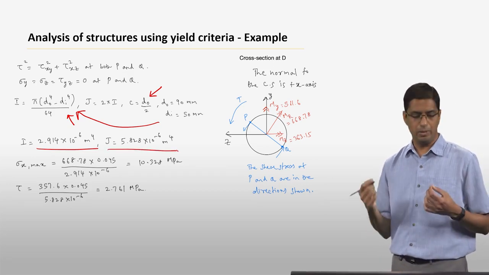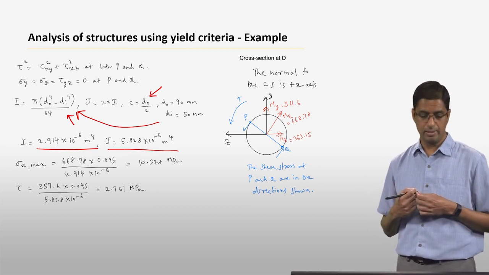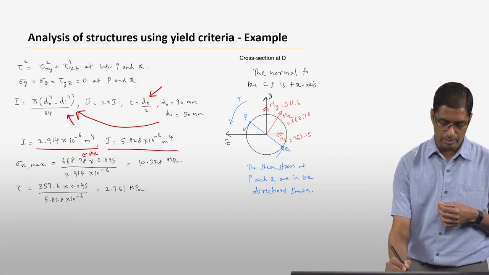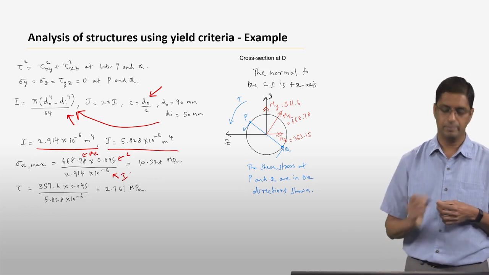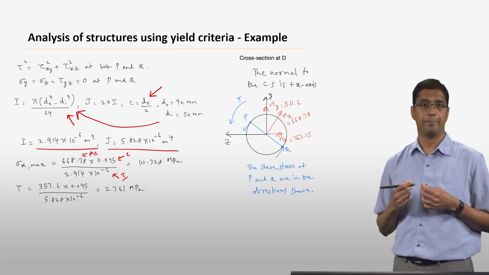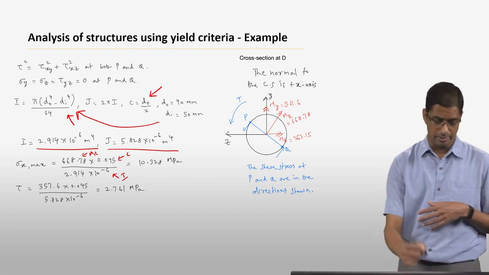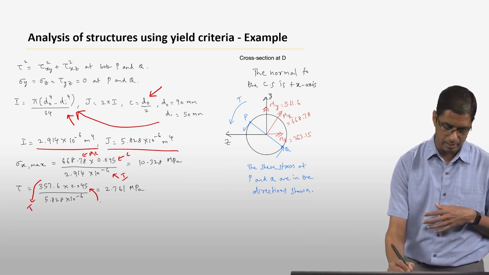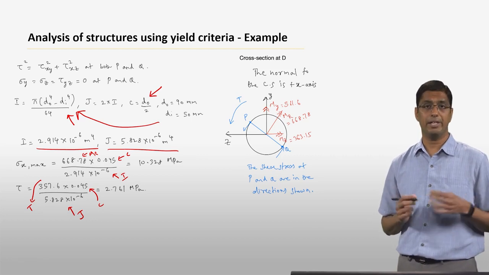Now, once you know I and J, you can find sigma x max, which is nothing but Mc over I. So that is your C and that is your I, and that turns out to be 10.328 MPa. Similarly, you can find out what tau is. This is your internal torque T, again this is C and that is J. So essentially, you can find out what tau is.